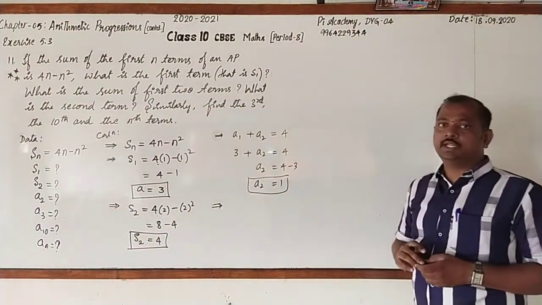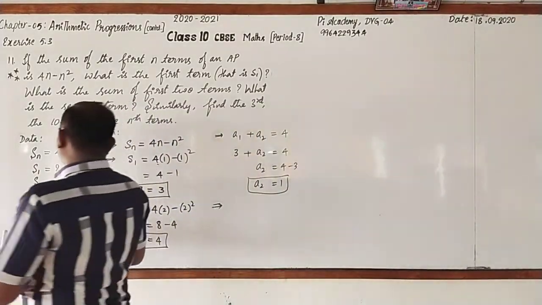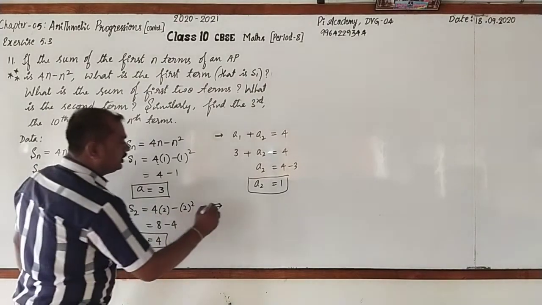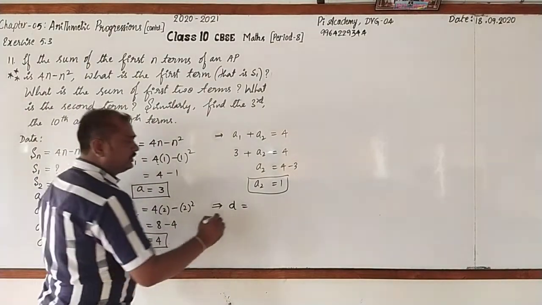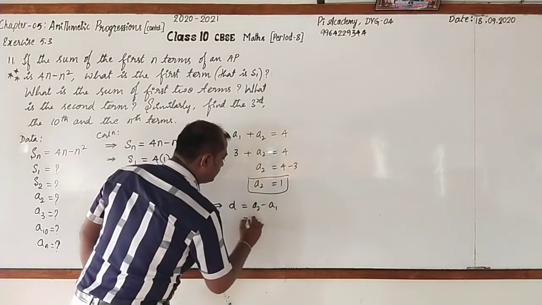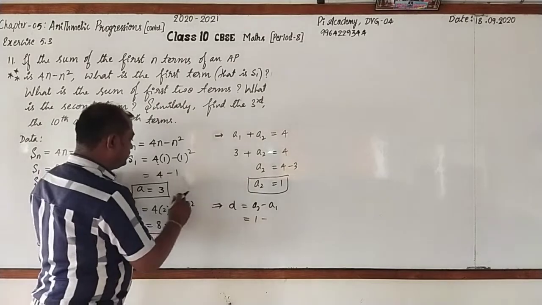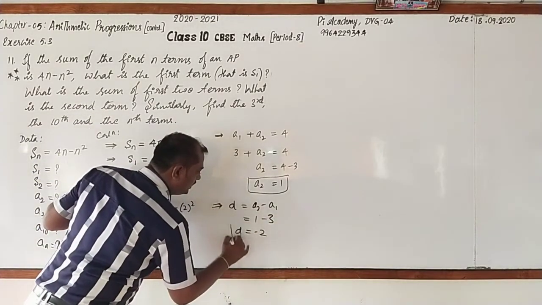Next, we should find out A3. How do you find A3? We know that A3 is the next term of A2. How do you get A3? By adding the common difference to A2. But what is the common difference? We do not know. Let us find the common difference. D is equal to A2 minus A1. A2 is 1 minus A1 is 3. It is minus 2. D is minus 2.